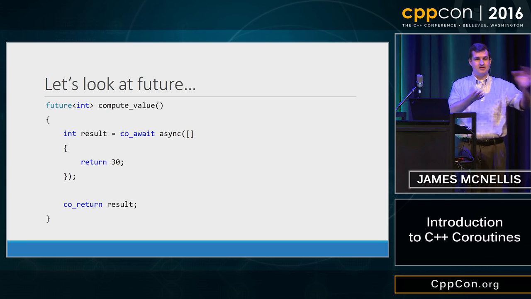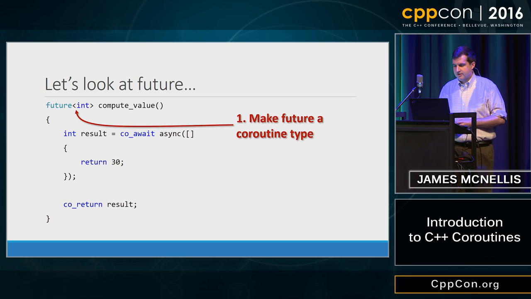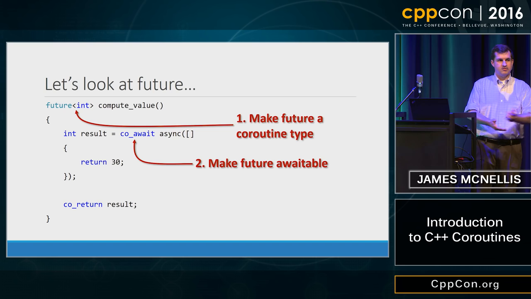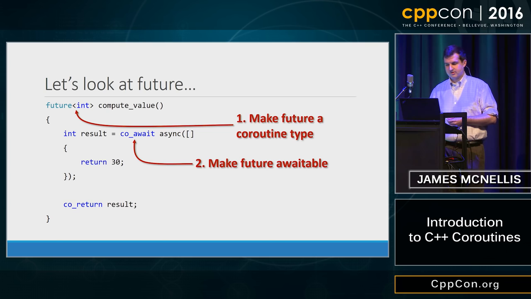So we have to do two things. First, we have to make future a coroutine type so that we can actually have a coroutine that returns a future of int. And the second thing is we have to make future awaitable, because std::async is going to return a future and we need to await on it and be able to unwrap the value to get the integer result. So let's look at that first part, making future a coroutine type.